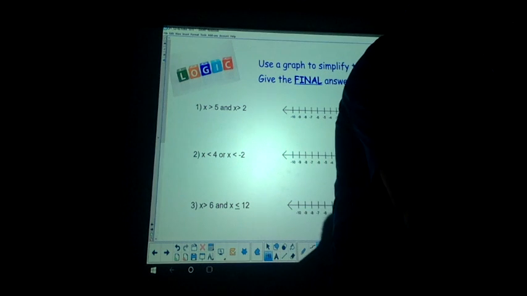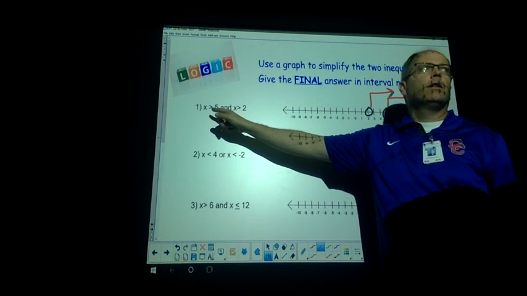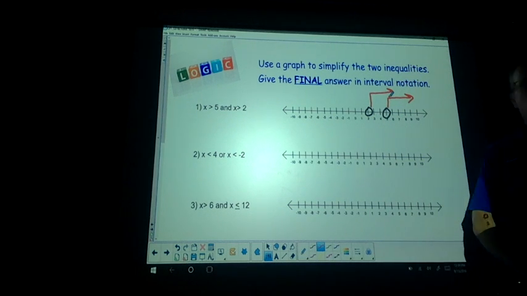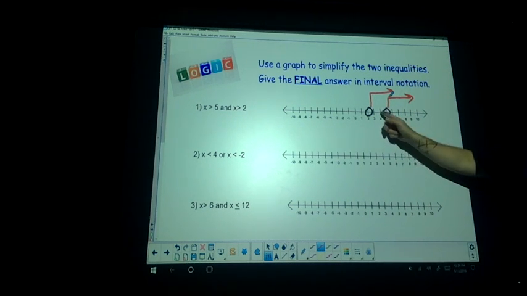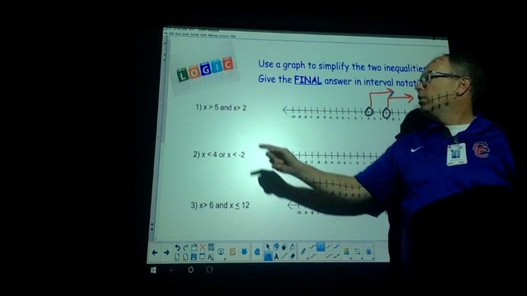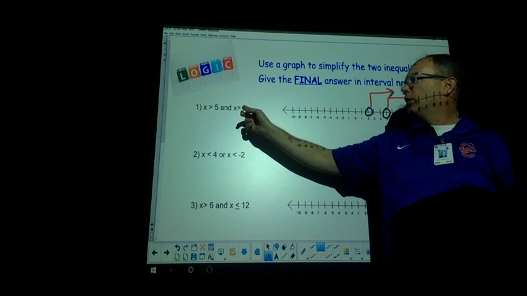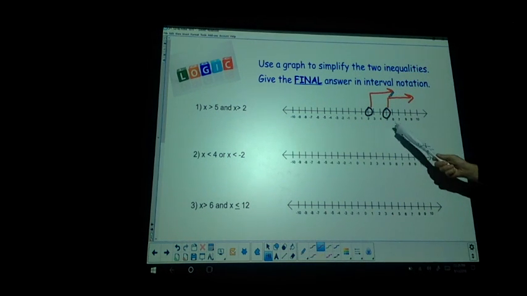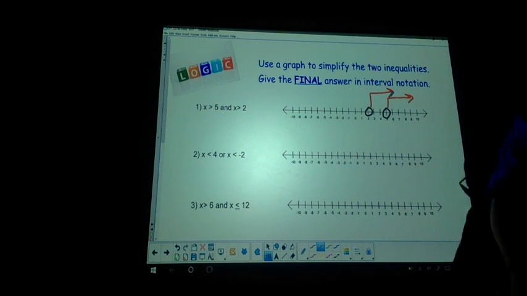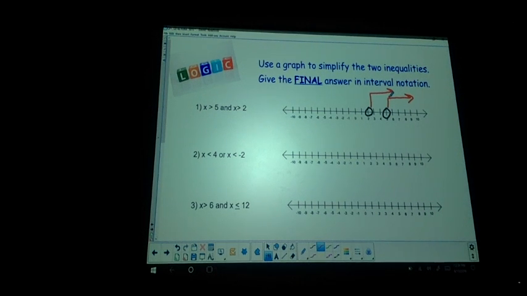Okay? So I'm going to pick a point. Let me pick 10. Is 10 greater than 5? Is 10 greater than 2? So 10 worked. Let's pick 4. Is 4 greater than 5? No. Is 4 greater than 2? Shoot, let's pick something over here. Let's pick 0. Is 0 greater than 5? Is 0 greater than 2? So really my graph starts here and goes over, because both parts have to be true with and.